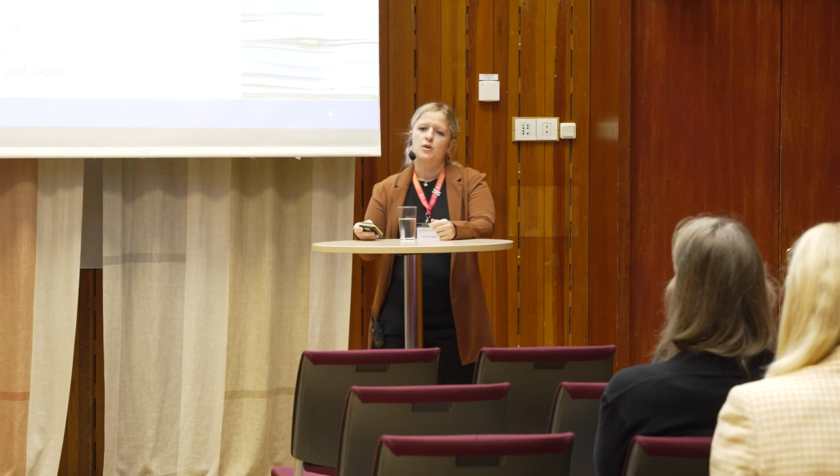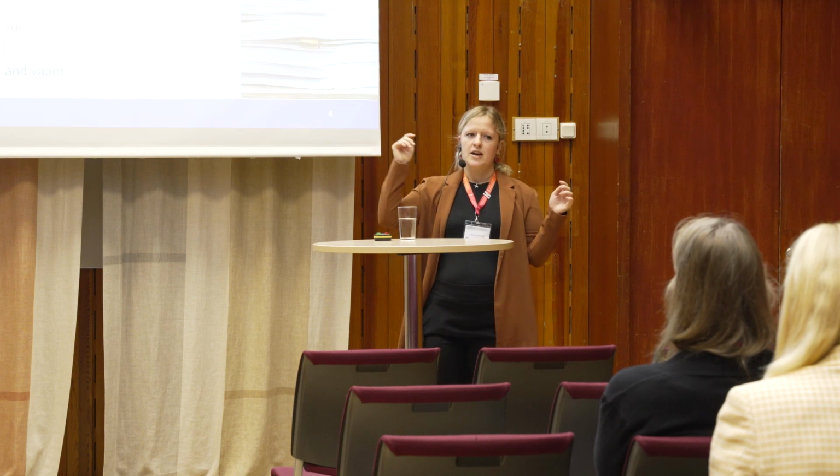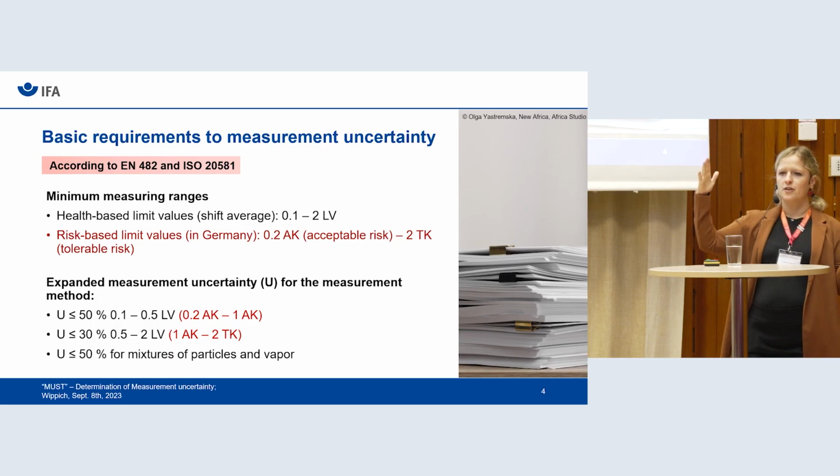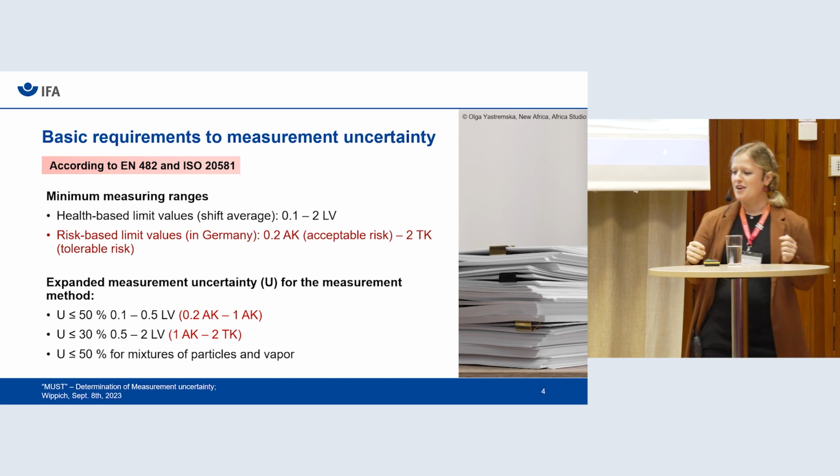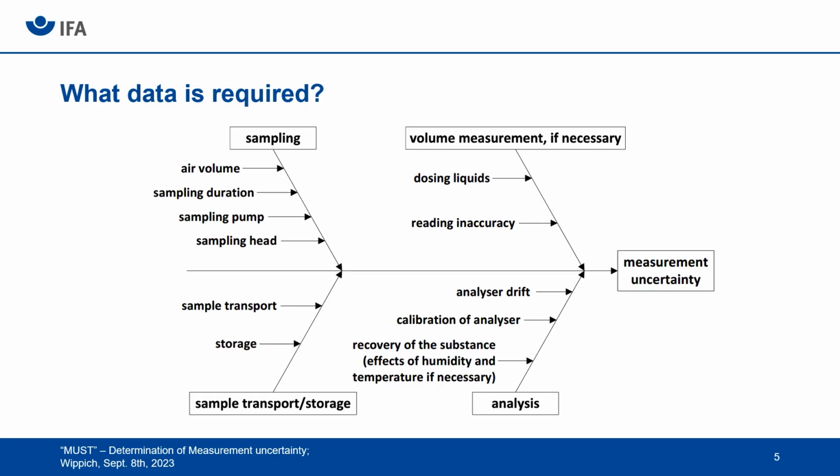So that means when you want to calculate measurement uncertainty and you have your range, you have to calculate the measurement uncertainty at 3 points of your range: at the low point, at the midpoint, and at the high point, high concentration. So you have to do 3 measurements basically and 3 calculations. And we thought about which parameters and influencing factors you have to consider, basically everything inside your measurement method. There are 4 big parts which you can see here in this diagram: sampling, sample transport and storage, volume measurement if it is necessary, in terms of metals for example, and also the analysis.